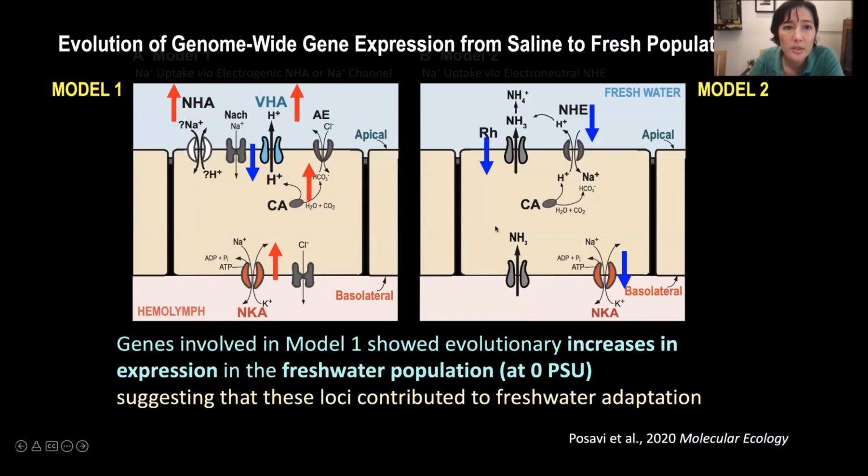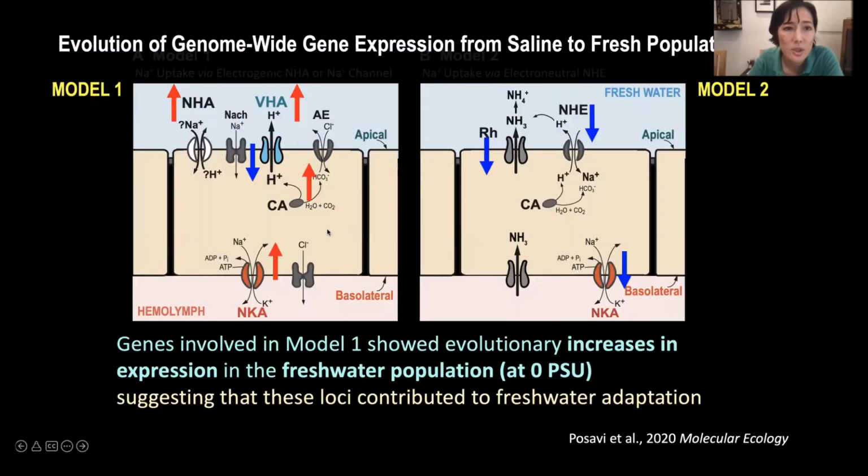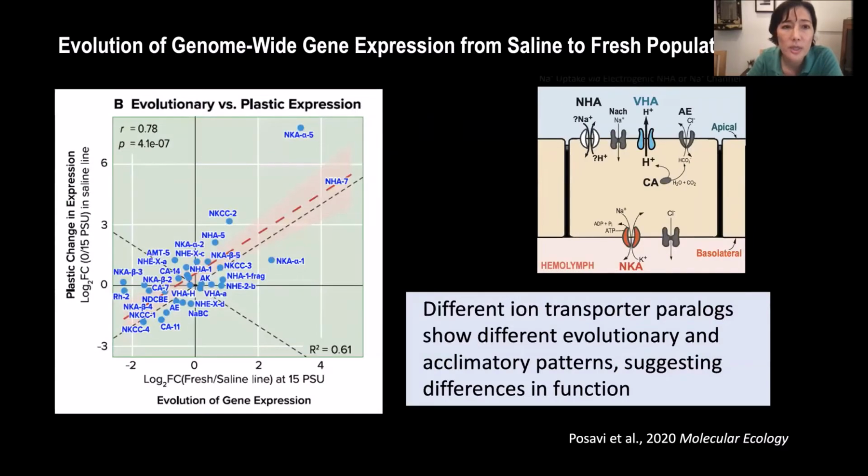And to summarize those results, if you look at all of these gene paralogs, in general, the genes involved in model 1 showed evolutionary increases in expression in freshwater populations under freshwater conditions. And it suggests that these loci contributed to freshwater adaptation. Now, I do want to mention that all of these genes have lots of paralogs.